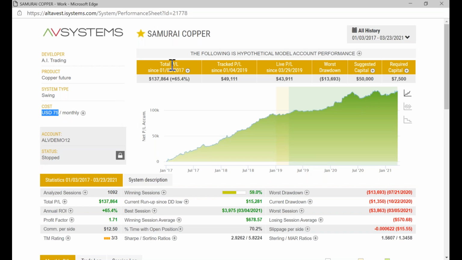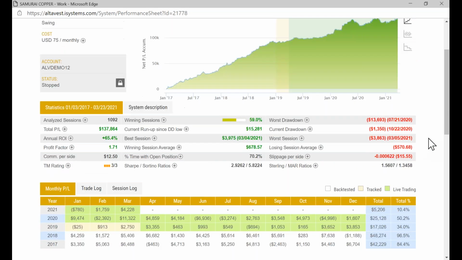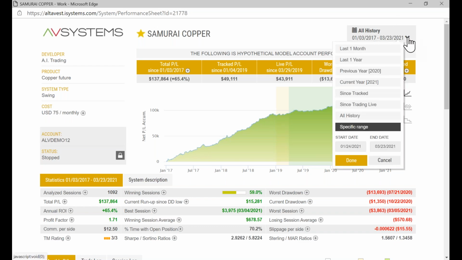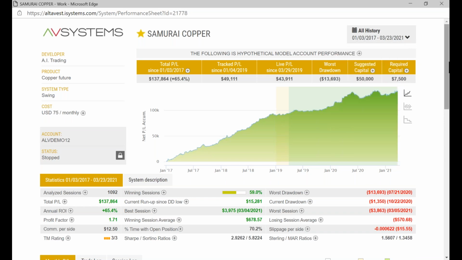And you'll notice here total P&L, tracked P&L, live P&L, and I'll explain that in just a second. First drawdown, here's your suggested capital, and this is important. This is the number that all of the performance data is based on. So all of your percentages and dollar figures are based off of the suggested capital amount. So that's the number you need to trade that particular system. And you'll notice, of course, we're looking at all the history, but you could choose to go back and narrow down a window of time.